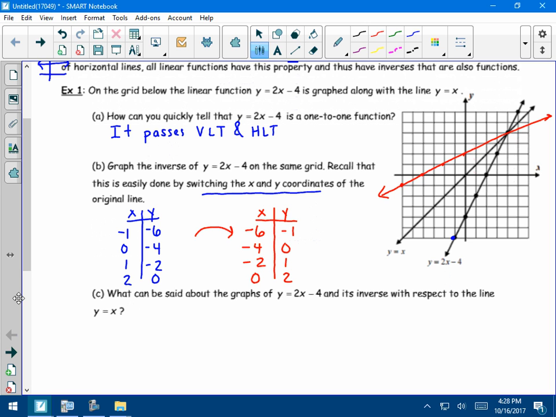And it says, what can be said about the graphs of y equals 2x minus 4 and its inverse with respect to the line y equals x? We talked about this in the past too. Why is that line y equals x even there? What is that showing with the inverse in its original function? The original function has been reflected over that line. So you can say they are reflected over the line y equals x. Remember we talked about that. You've learned that in geometry. If you want to reflect over the line y equals x in geometry last year, you flip the x and y's.